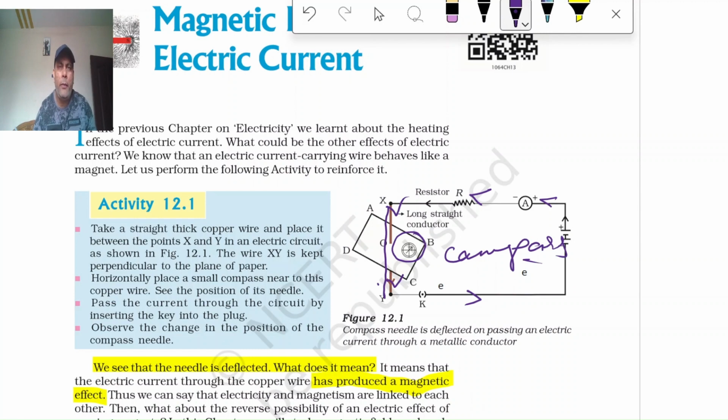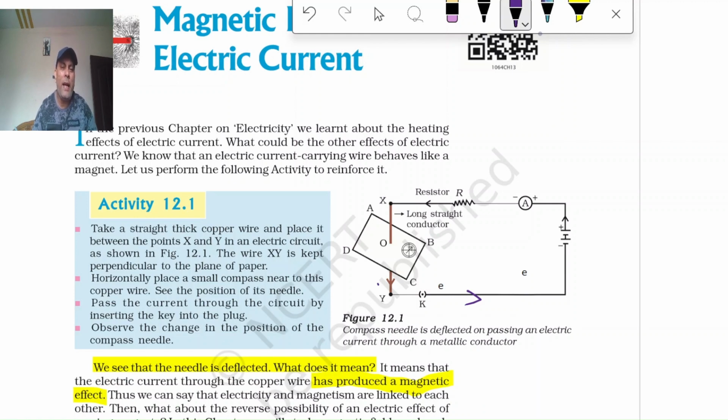So there will be the deflection in the compass. How will that deflection happen? The reason for the deflection is the current passing through a conductor. There will be a magnetic field produced by that conductor around it, and the compass needle will get attracted by that particular magnetic field.